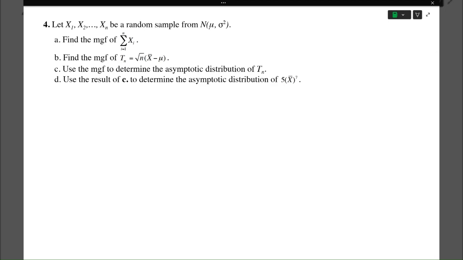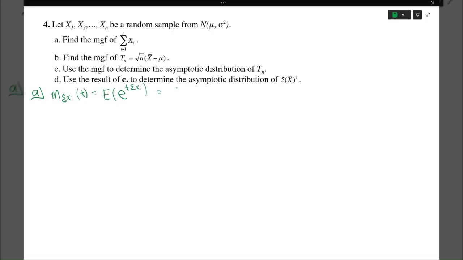All right, so for this problem, we are trying to identify some facts about the normal distribution, primarily through the MGF. First and foremost, we want to find the MGF of the summation of the x's. Anytime I don't put the indices and limits of summation, it is understood that I'm summing from 1 to n.